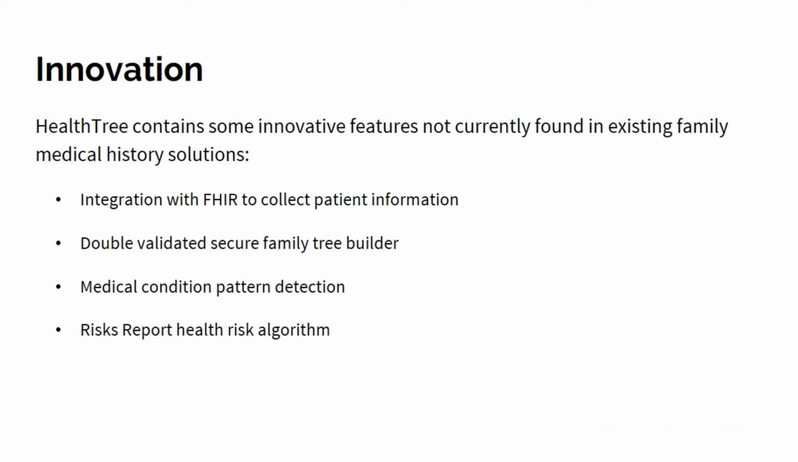HealthTree contains several innovative features not currently found in existing solutions, which include a double-validated secure family tree builder to ensure family members are properly linked, a medical condition pattern detection using FHIR database information, and a unique risk report health risk algorithm that is used to determine the likelihood of being diagnosed with a known hereditary health condition, given patient data from the FHIR database and supplemental condition information stored in HealthTree.